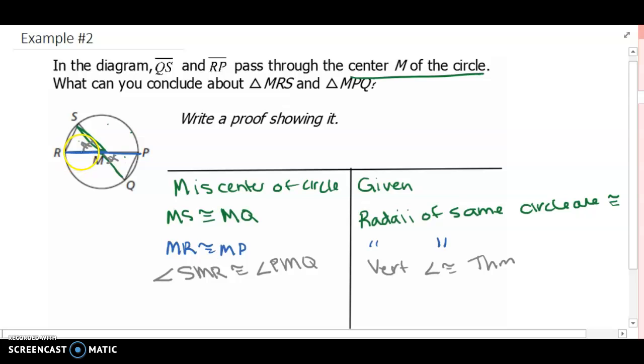Okay, now I know two sides and the included angle, and that is all I need. So I can say triangle MRS is congruent to triangle MPQ by the side angle side theorem.